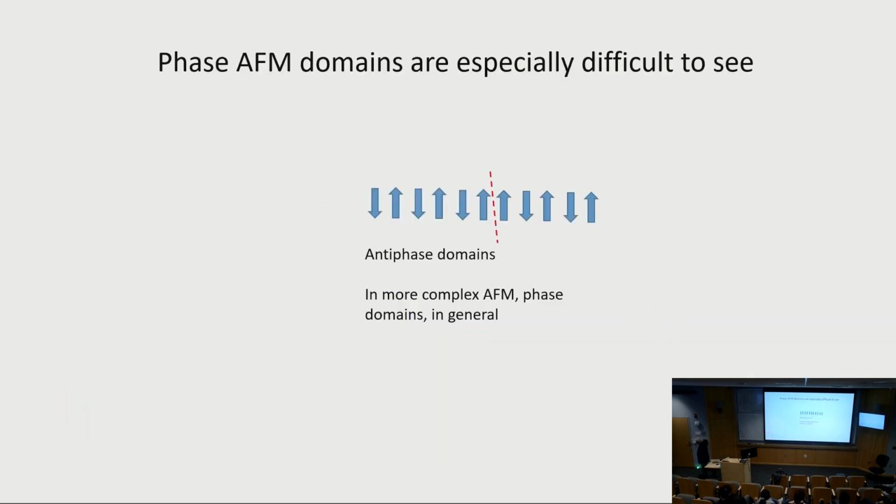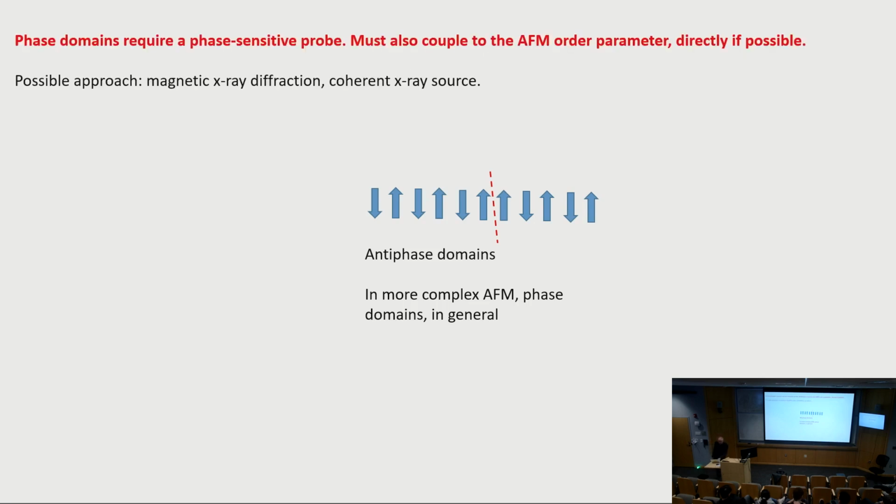So, as I mentioned, phase domains in antiferromagnets are especially difficult to see. So, phase domains must require a phase-sensitive probe. Ideally, this probe also must couple to the antiferromagnetic order parameter directly, all right? Then you would have a good probe, a good experimental approach for doing your measurements.